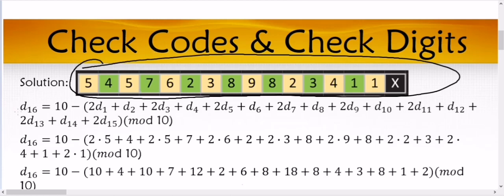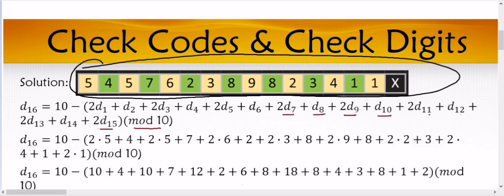D16, this is the formula for the credit card, equals 10 minus 2D1 plus D2 plus 2D3, D4 plus 2D5. Lagi naman plus yan. Plus D6 plus 2D7 plus D8, 2D9 plus D10, 2D11, D12, hanggang makaabot tayo sa 2D15, and then modulo 10. So, let's solve for that.